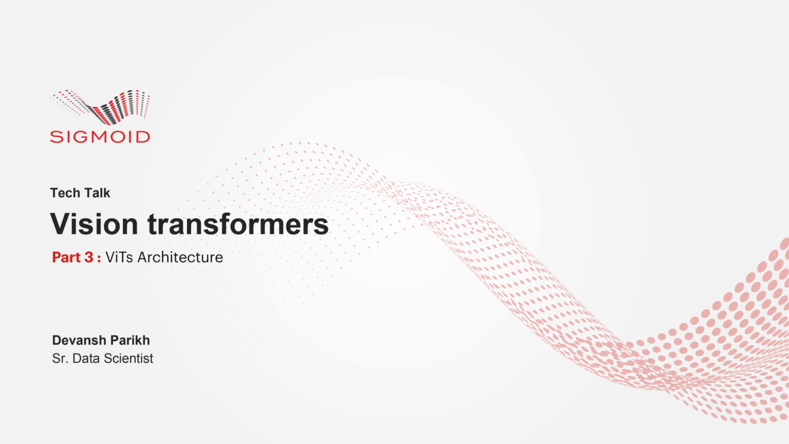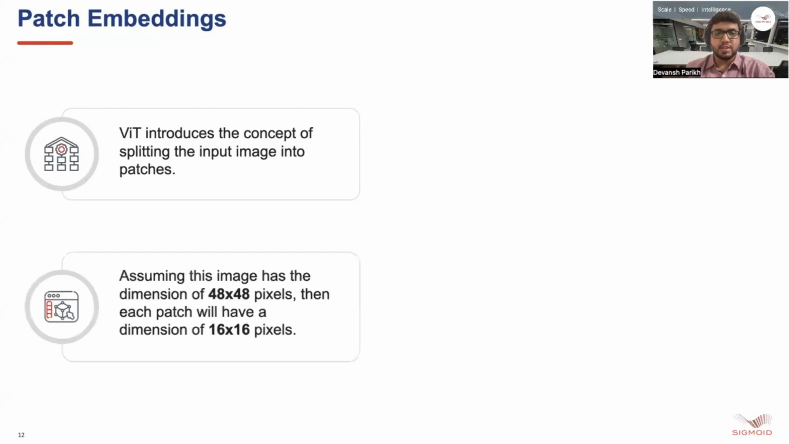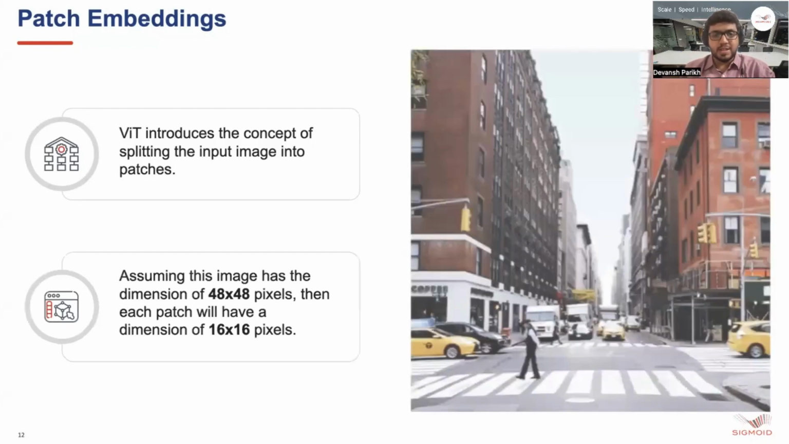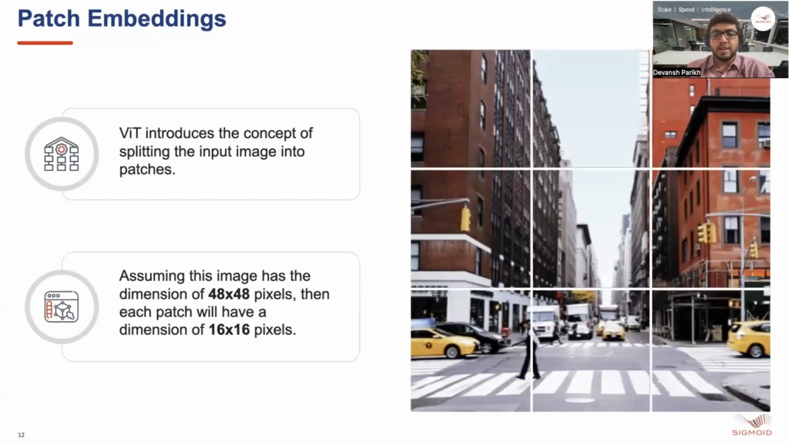In the previous video, towards the end, we understood why the attention mechanism with its quadratic complexity is not the ideal way to process images because it gets computationally very expensive, and why in vision transformers we introduced the concept of splitting the input image into patches. So let's take this image as an example, and let's say it has a dimension of 48 cross 48 pixels. Then the vision transformer will split it up into patches, each having a dimension of 16 cross 16 pixels.